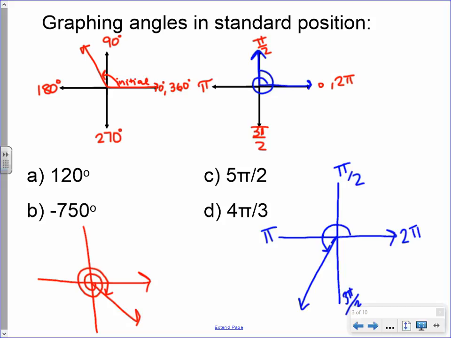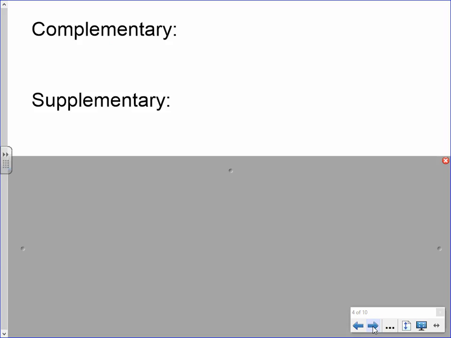All right, we need to have a little conversation here. Turn to your neighbor. Come up with a definition for complementary and supplementary angles. Maybe just talk with your pod.